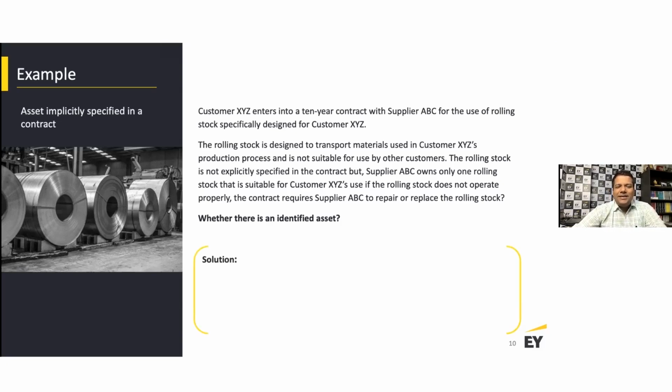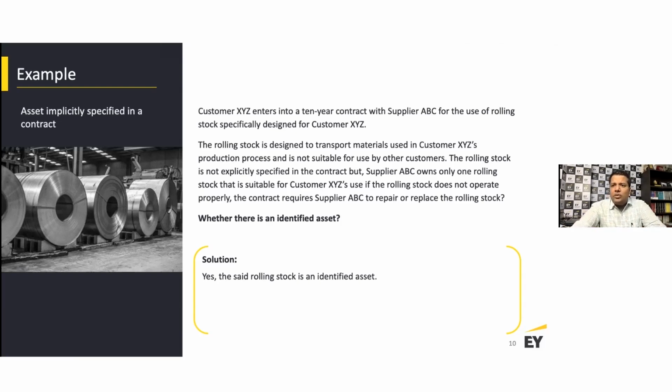So is this something which is implicitly identified? Now, we're not concluding yet that it's a lease or not a lease, right? We're saying, is there in this arrangement an asset which is implicitly identified? Yes, the said rolling stock is an identified asset because it is unique. You cannot mix it with other assets of the lessor, right? That's the only asset he has.